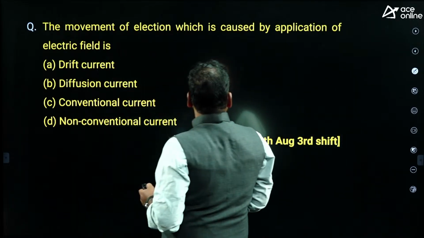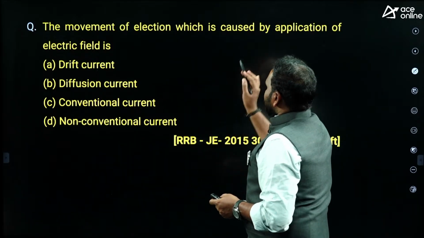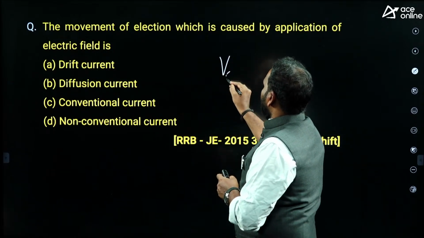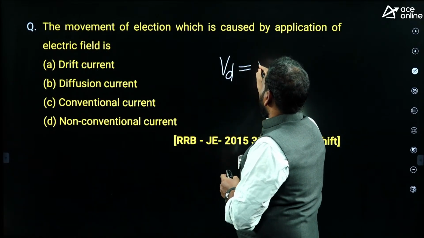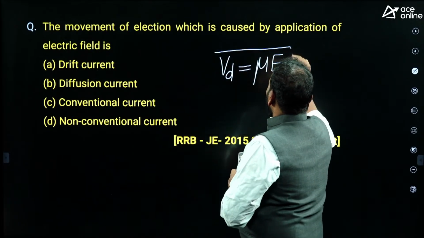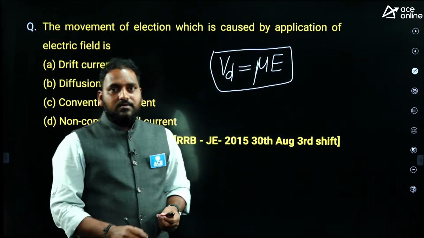Movement of electron caused by application of electric field. This is a direct statement, you know. Do you remember this? Vd is equal to mu E. Anyone remember this? I have given this explanation in live class, offline class, online class, recorded class.